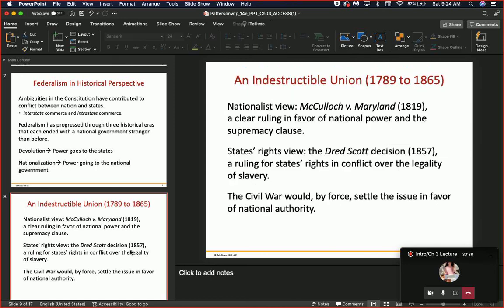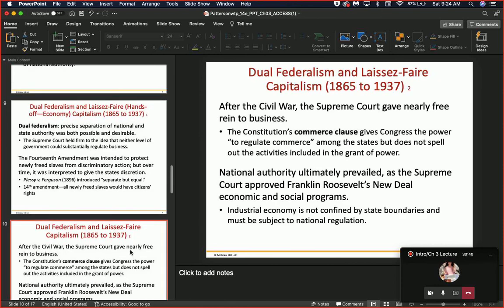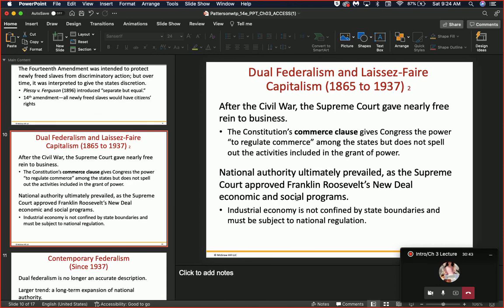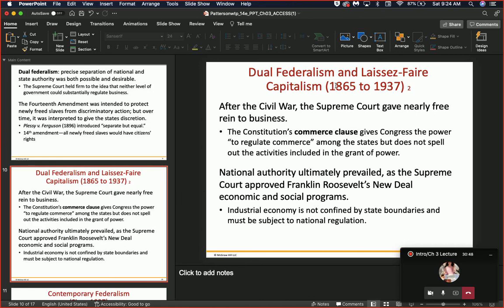Okay, so over here we go. Okay, so dual federalism and laissez-faire capitalism. So remember 1865, this is whenever the Civil War had ended. That's the 14th Amendment that passed right after that, to 1937. Remember, this is the tail end of the Great Depression. Okay, almost right before the United States enters World War II, 1941. So it's right at the tail end of that Great Depression.